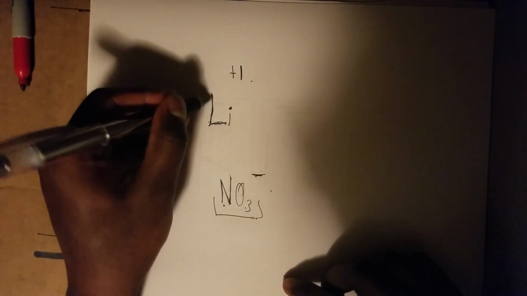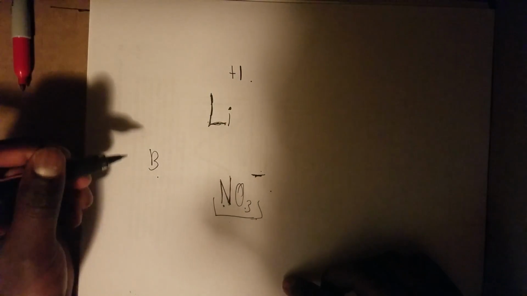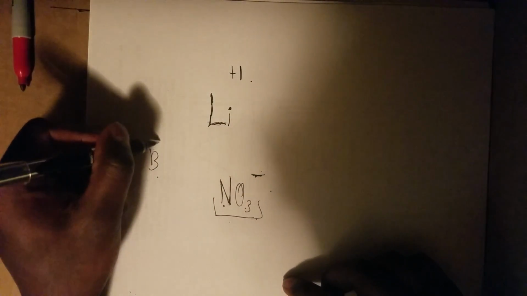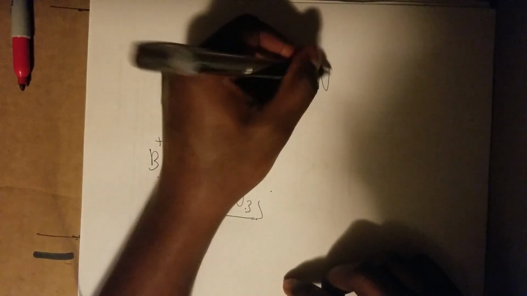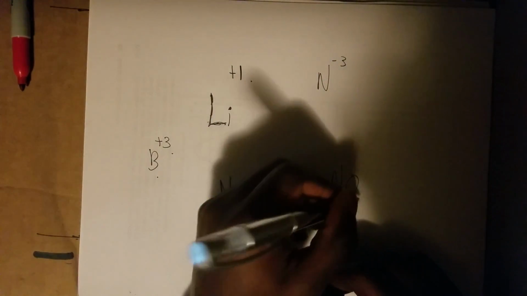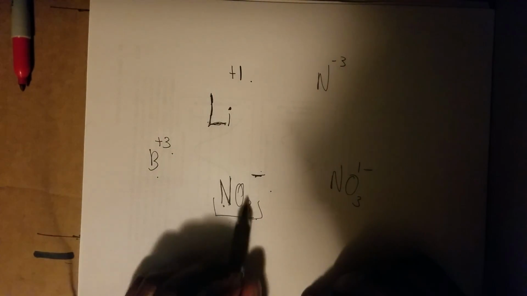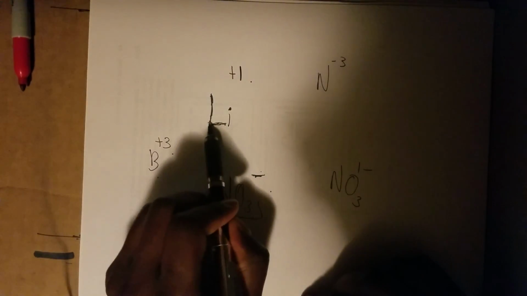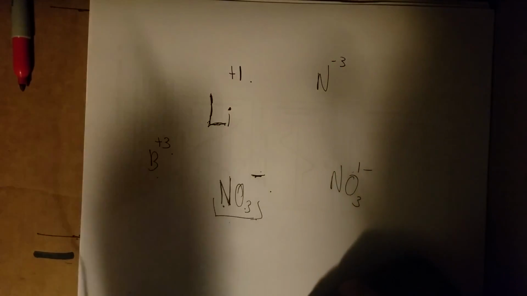So lithium is one, let's say boron. When boron becomes an ion, it has a +3 charge. Nitrogen has a -3 charge. Nitrate, NO3, has a one negative charge. So you see the difference. This is one element forming a charge. This is 2 elements forming a charge.